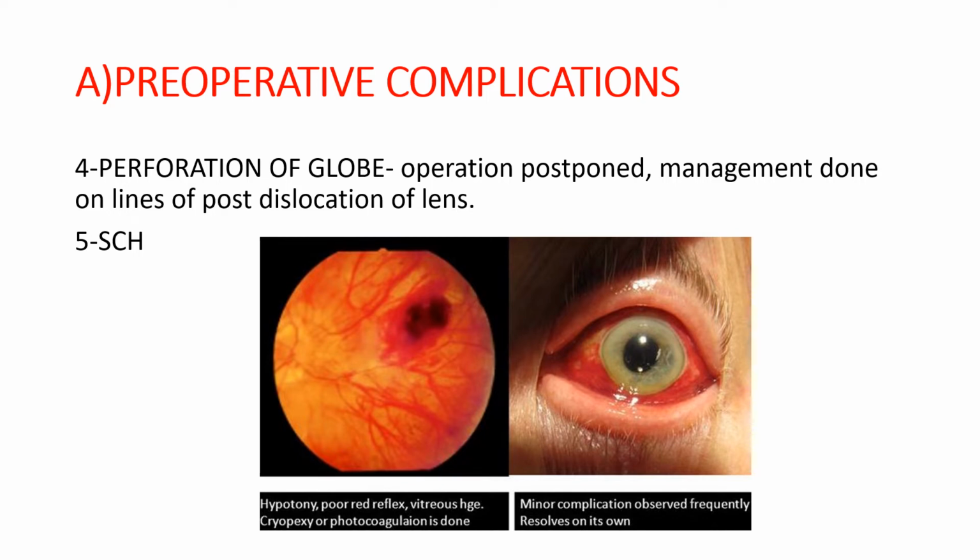The fifth one is the subconjunctival hemorrhage. In the second picture, the subconjunctival hemorrhage has been shown. It is a very minor complication and quite frequently seen, and it resolves on its own. You can either proceed with the surgery, or if you feel it is a risk, then you can postpone the surgery.